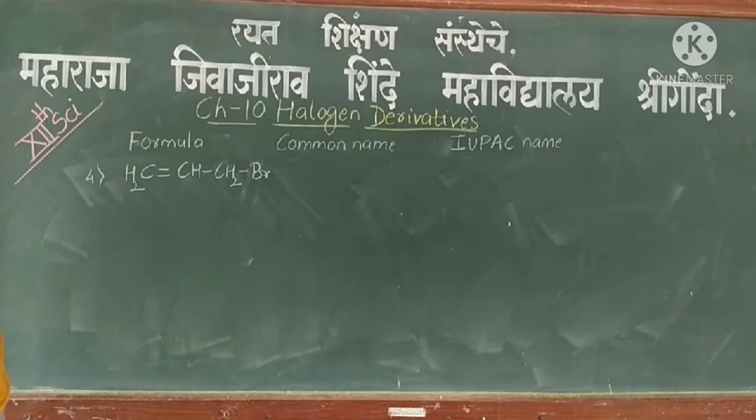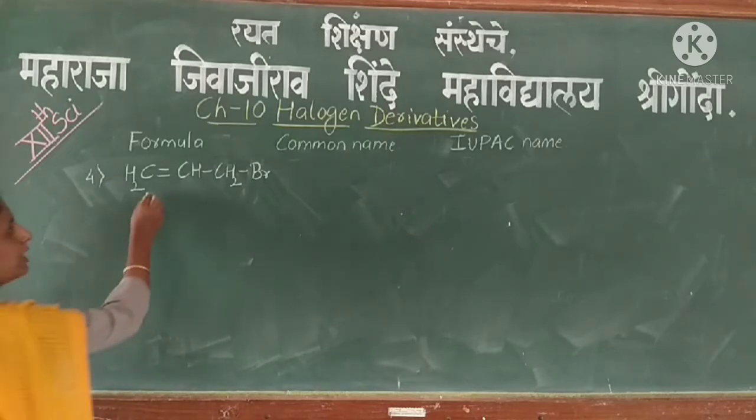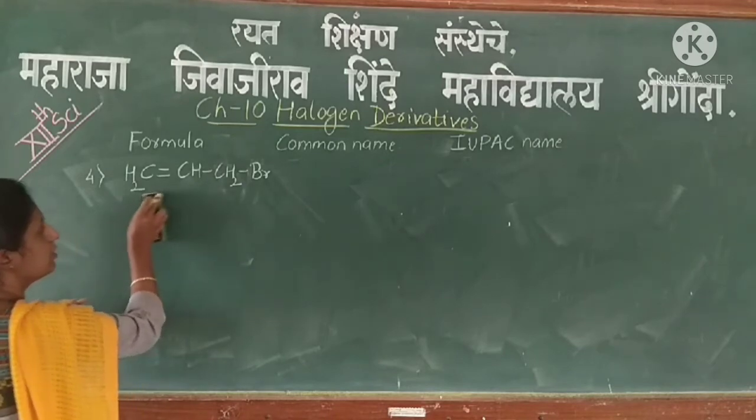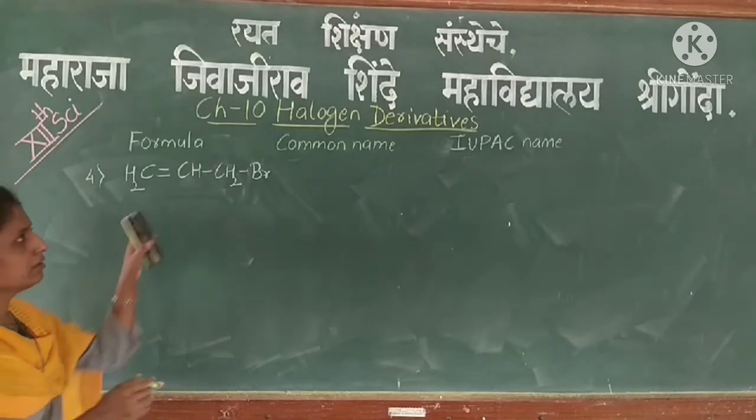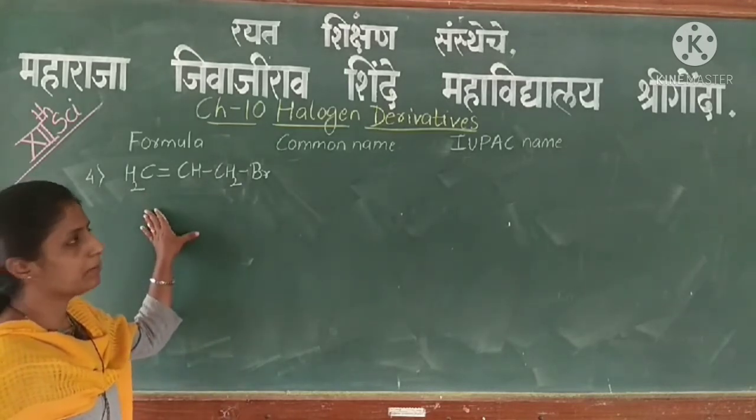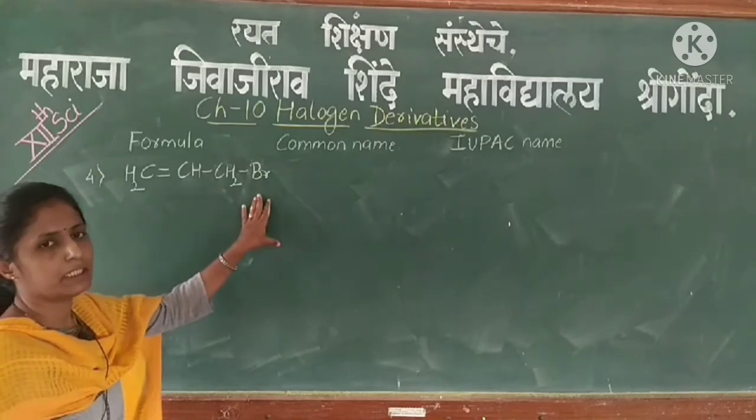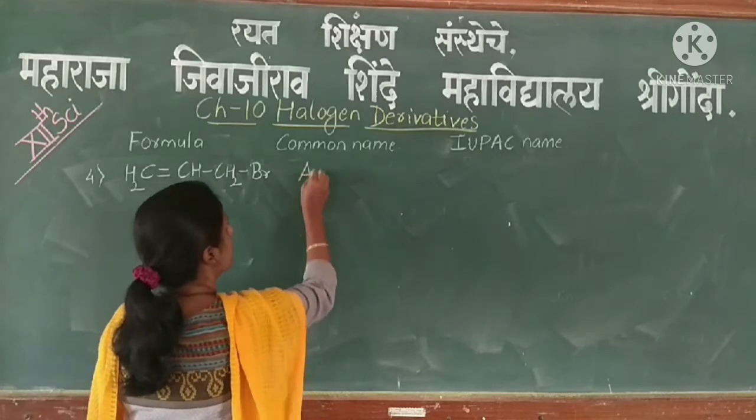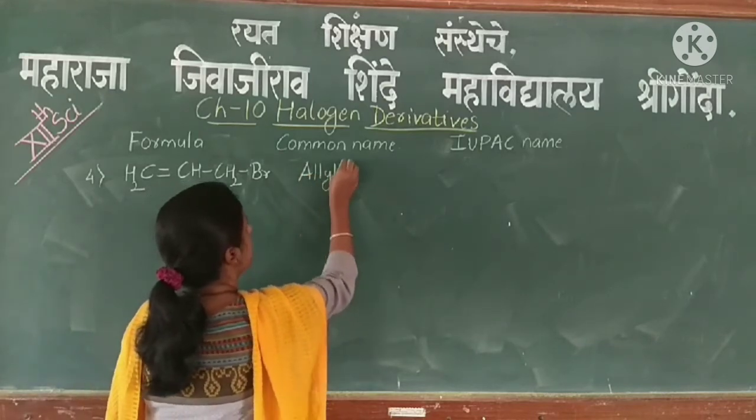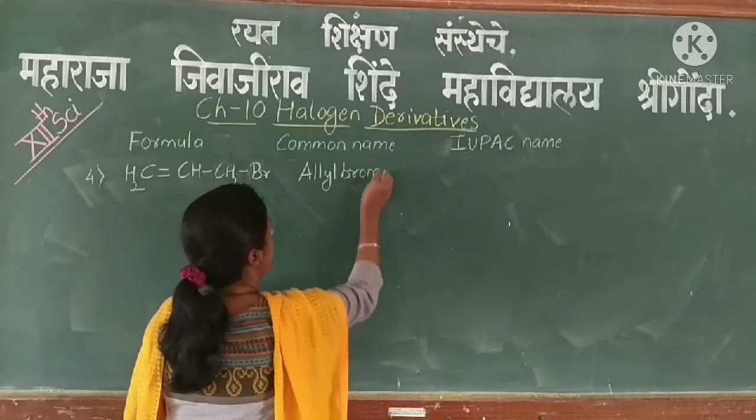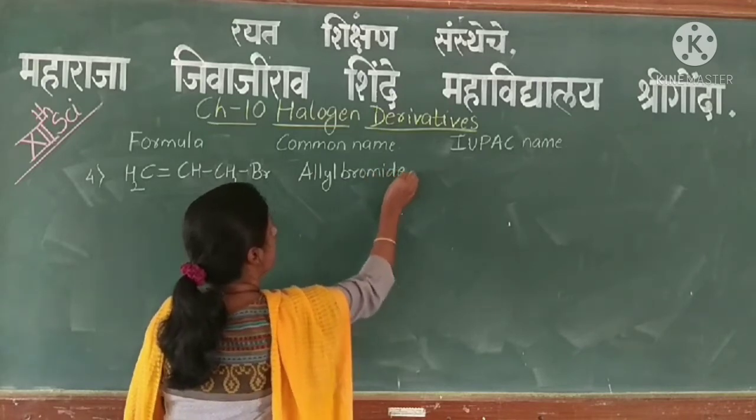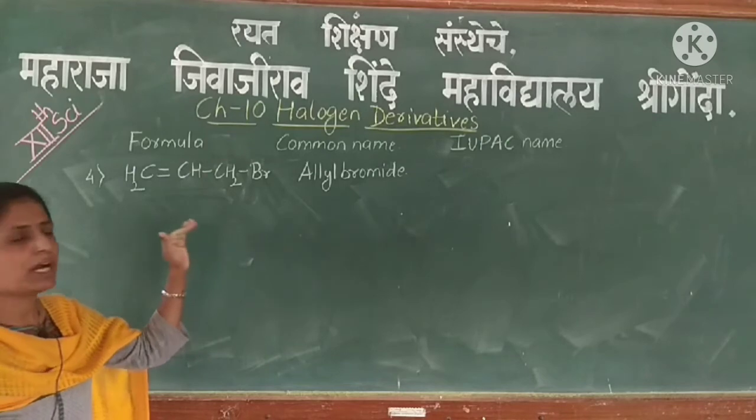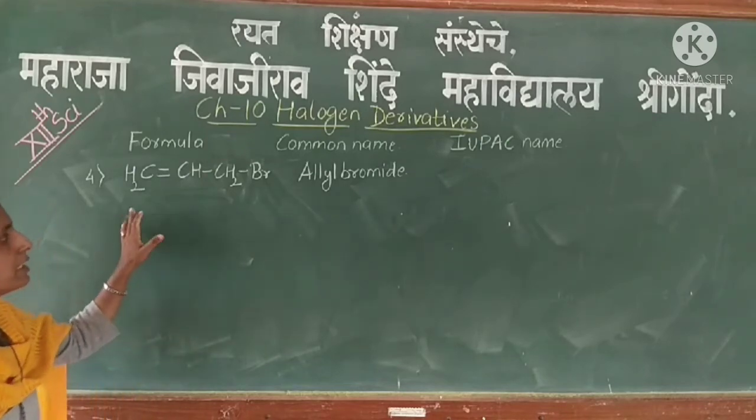Now this is the next example. This is the allyl group. We have seen that this group is the allyl group. So what will be the common name? The alkyl or parent hydrocarbon group, and then the name of the halogen. So this is allyl bromide. Okay, allyl bromide. Now let's see how the IUPAC name of this compound is written.